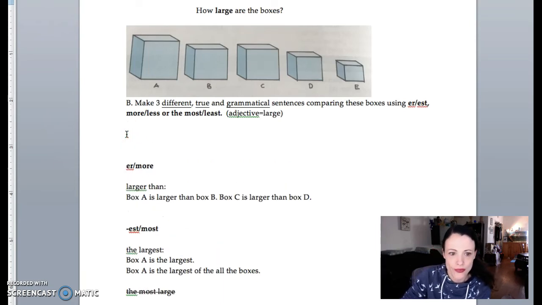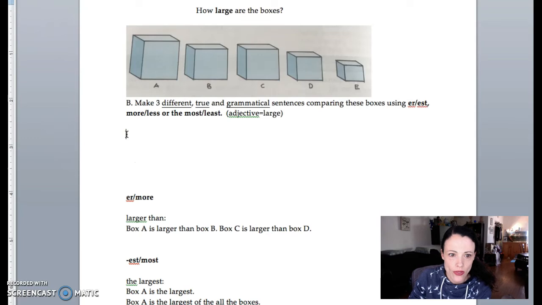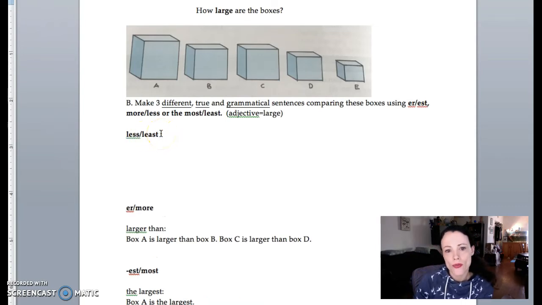Move these down. So less is when you're comparing two things, and least is when you are saying something is the most small, right? That makes sense. So we could talk about which boxes are less large. Does that sound funny to you, less large? You can say that. It has the same meaning as smaller. Okay, so you could use both of those.